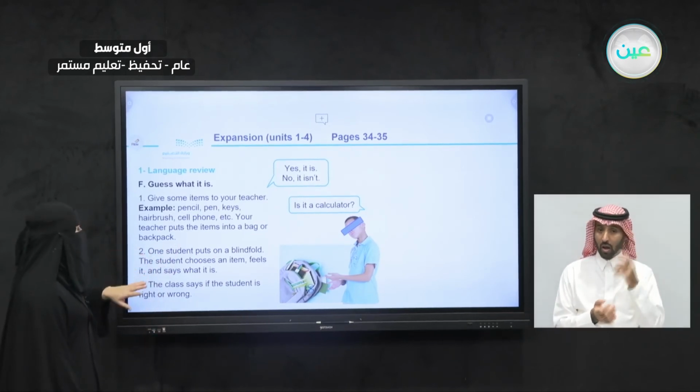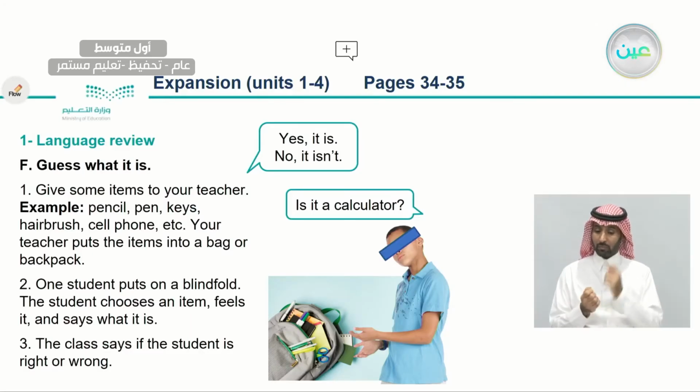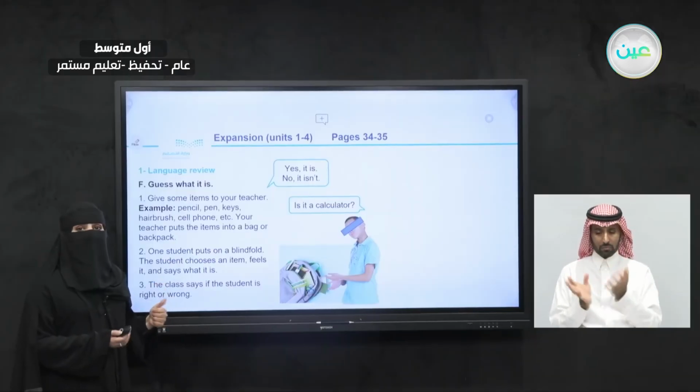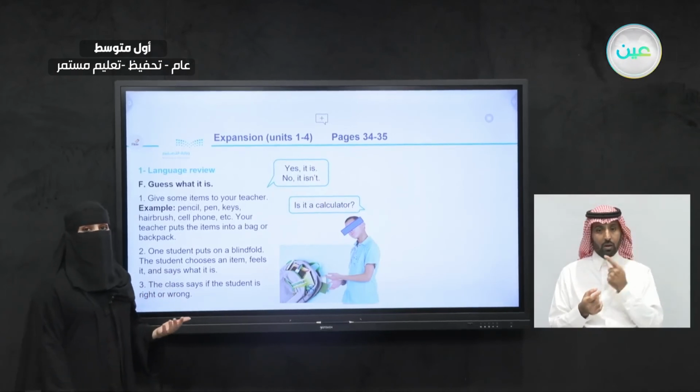I'm going to explain the game for you right now. Give some items to your teacher. Example: pencil, pen, keys, eraser, cell phone, etc. Your teacher puts the items into a bag. One student puts on a blindfold. The student chooses an item, feels it, and says what it is. The class says if the student is right or wrong, okay? So it's a really nice game to practice describing the item, how it feels, what it is, and trying to guess. And also to learn how to ask a question about a certain item, okay?